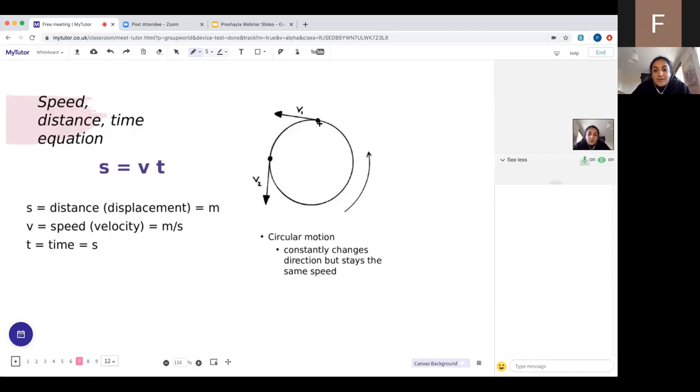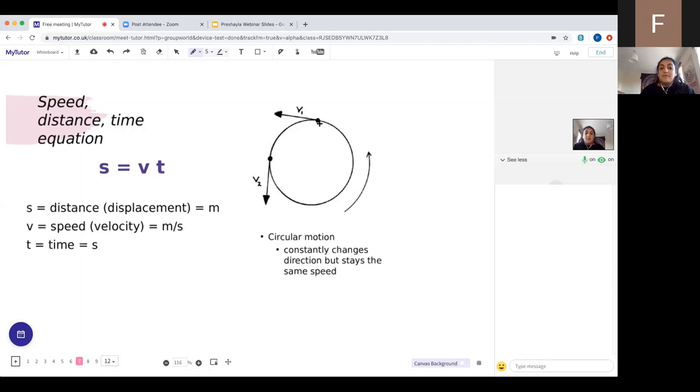Then we went on to talk about the higher tier idea, which is circular motion. So you only need to know this if you are higher tier. And it basically says that if an object moves in a circle constantly, so for an example, a car on a roundabout. So a car on a roundabout might stay with a certain speed. So let's say it does 10 meters per second all the way around the roundabout. The speed never changes. That value never changes.